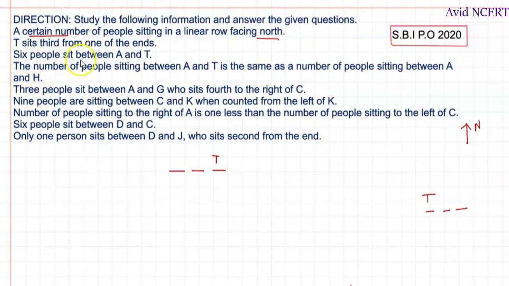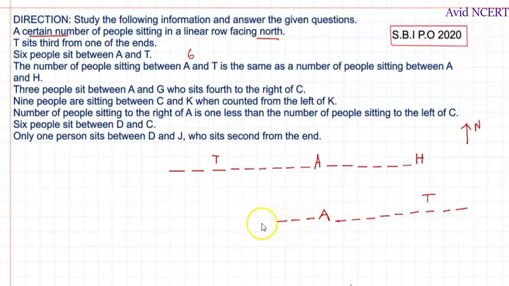Next sentence, 6 people sit between A and T. So which is 1, 2, 3, 4, 5, 6. In this case it is 1, 2, 3, 4, 5, 6, A. Next sentence, the number of people sitting between A and T, that is 6, we knew from the previous sentence, is the same as the number of people sitting between A and H. So there are 1, 2, 3, 4, 5, 6 people sitting between A and H. In this case it is 1, 2, 3, 4, 5, 6. So H. Next sentence, 3 people sit between A and G.